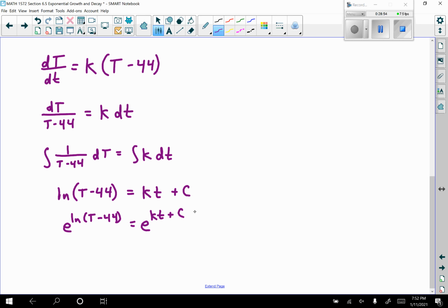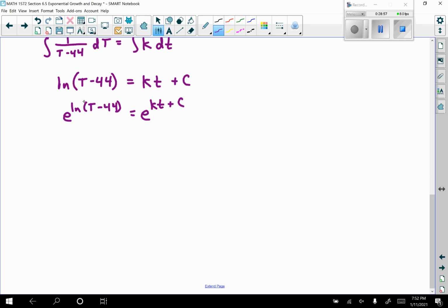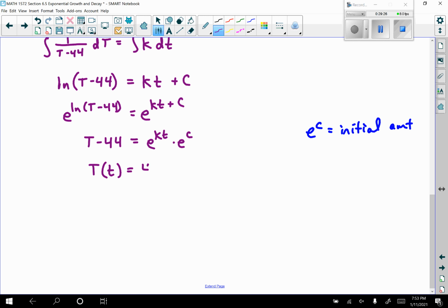So this is, again, very similar to what we did at the very beginning. e to the natural log is going to cancel out, so we get T minus 44. We'll separate this using laws of exponents, so we'll get e to the KT times e to the C. Again, e to the C is the initial amount. So we're going to have T, the temperature at time T, is going to equal 44 plus e to the KT times e to the C.